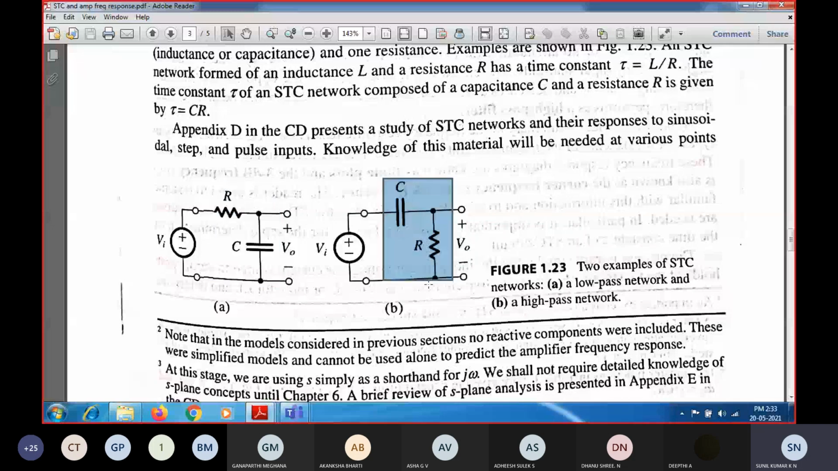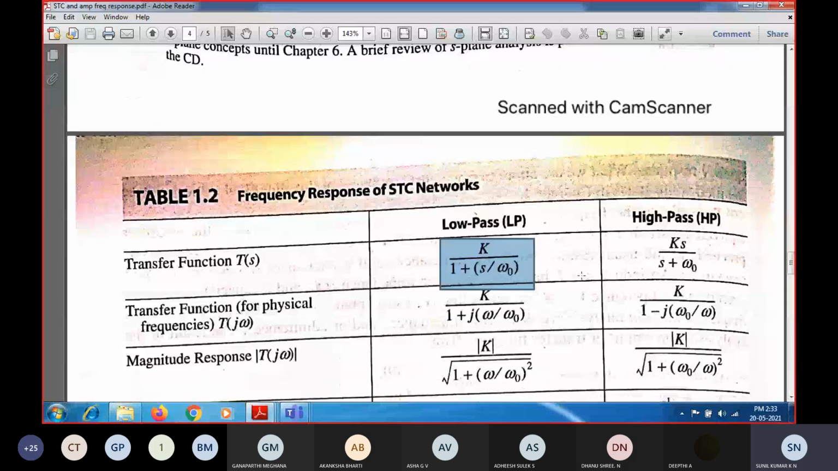If you have the R and C combination, the response will be like a low pass network response, and the C and R combination will have a high pass response. This corresponds to the low pass network transfer function, and this corresponds to the high pass network transfer function. So high pass means C and R, low pass means R and C.